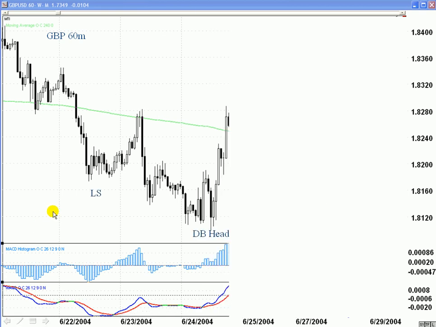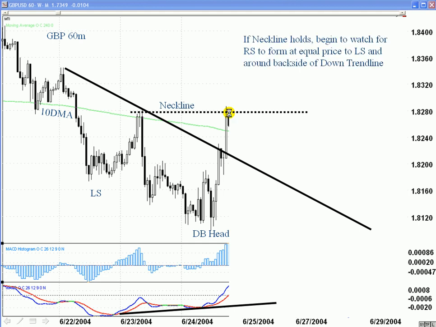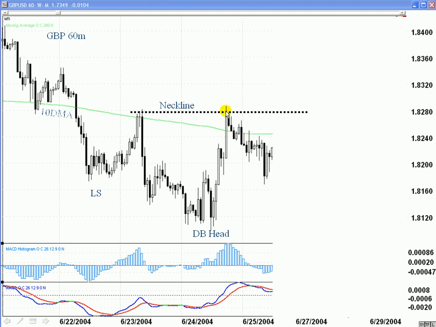Just walking through this scenario once again. We have the trend line is broken, price comes back to the last level of resistance. We have a MACD divergence. Here's our newly established neckline. Now, price retraces, and this is where you make your trade as price aggressively moves down towards the equivalent point of the left shoulder and the backside of the trend line.